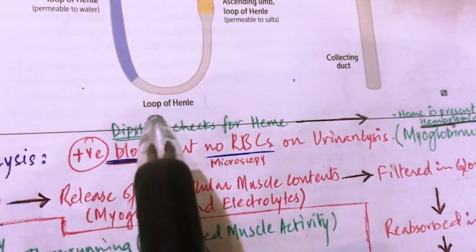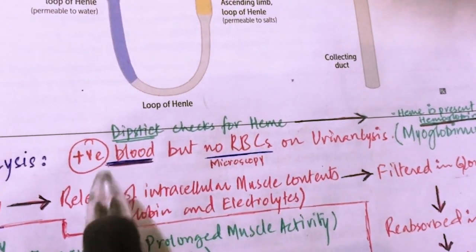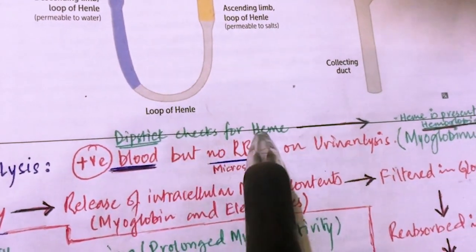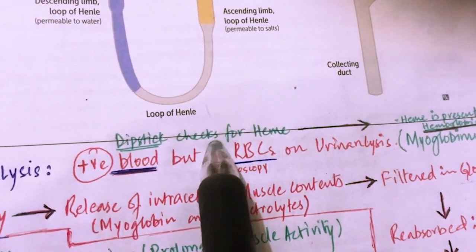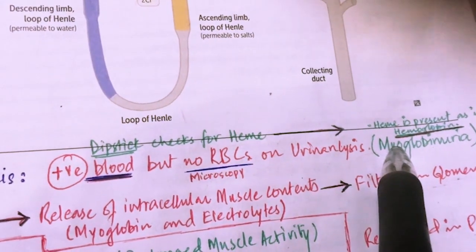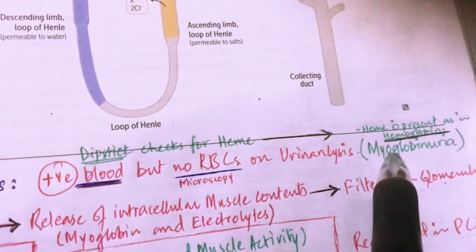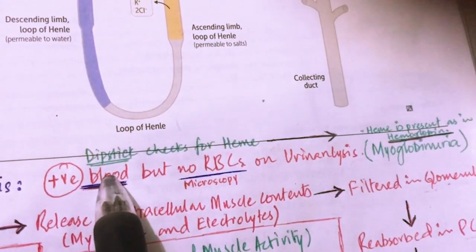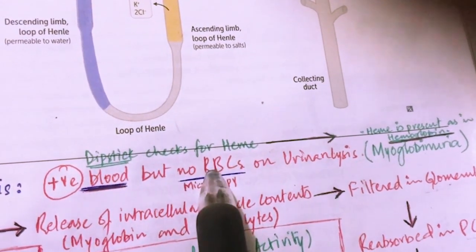The last thing I want to hammer home before I wrap up this video is the reason why in rhabdomyolysis the dipstick is positive for blood but there are no RBCs on microscopy. The reason is that the dipstick checks for heme. As we know, heme is found in hemoglobin and heme is also found in myoglobin. So whenever there is myoglobin in the urine, the dipstick mistakes it for hemoglobin. That's why it's positive for blood, that is, positive for heme technically, but there are no RBCs found on microscopy.